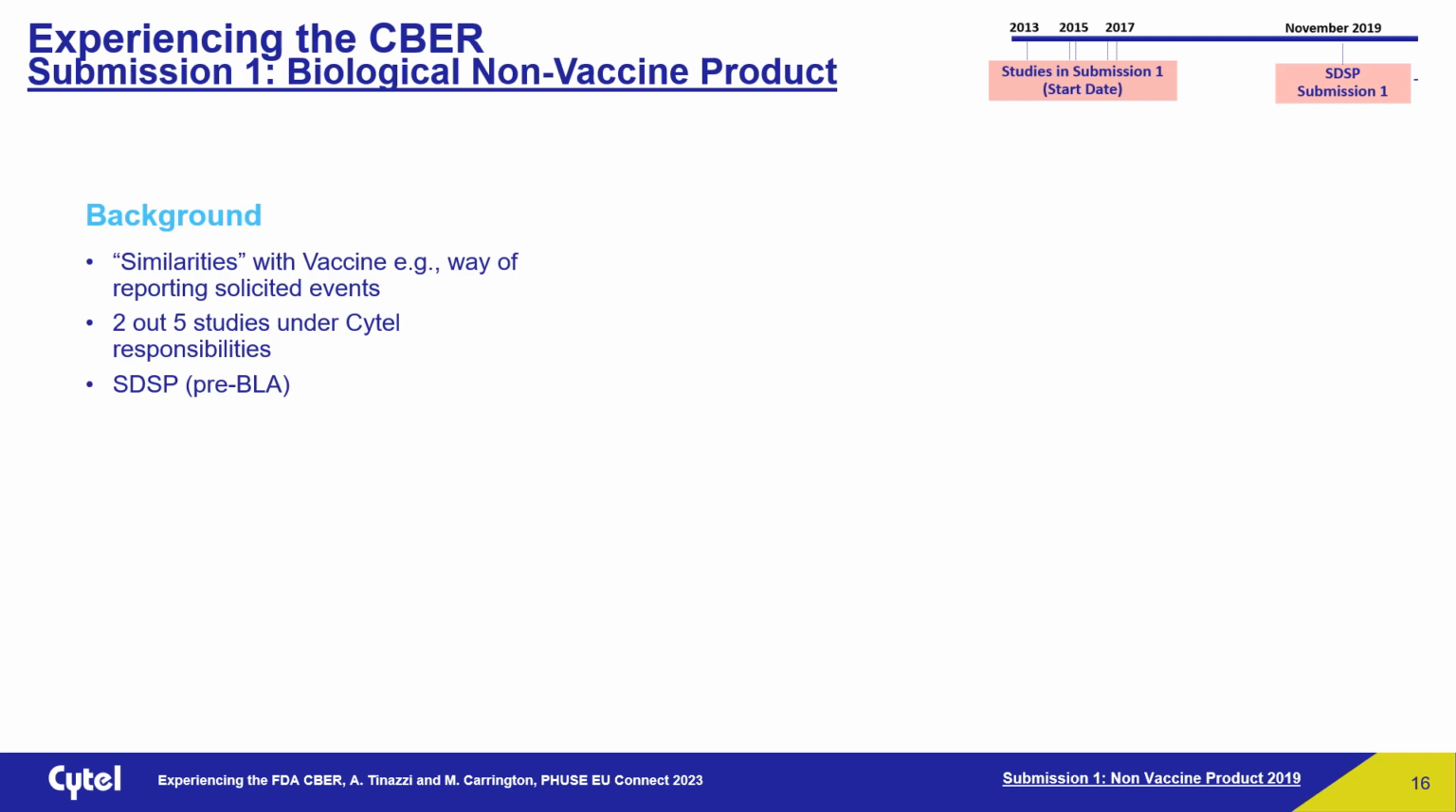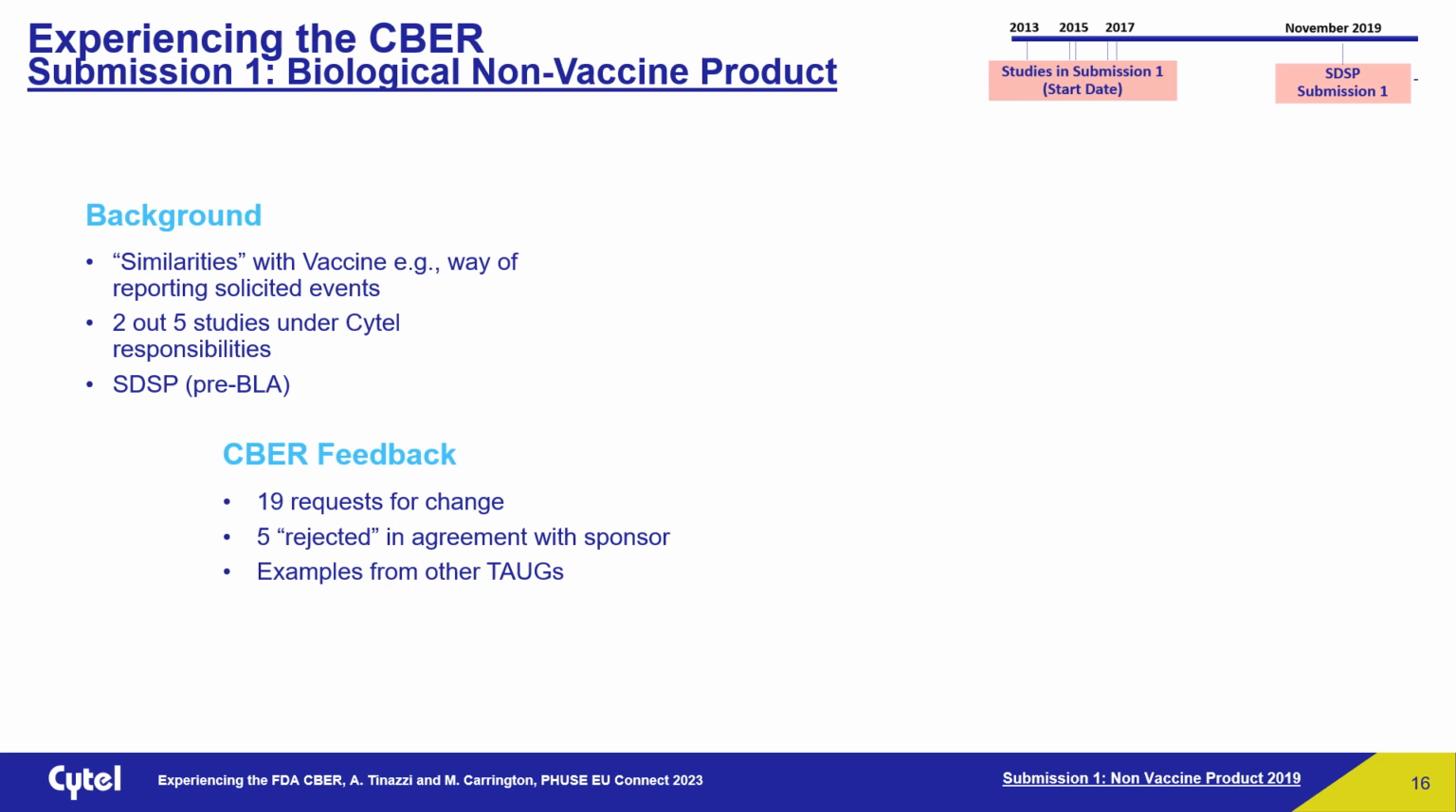So as Ellie said, the first experience was actually not with a vaccine submission, but due to the way of reporting solicited events, there were a lot of similarities with vaccines, and therefore they asked us to adhere as much as possible to the vaccine guidance. Only two of the 5 studies were under our responsibility. That means we had to rework dataset packages provided by another CRO.